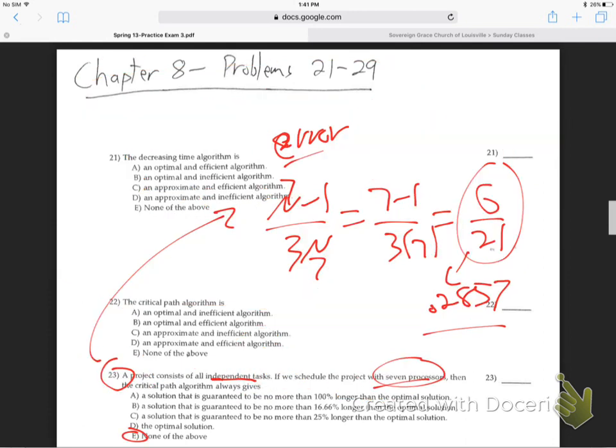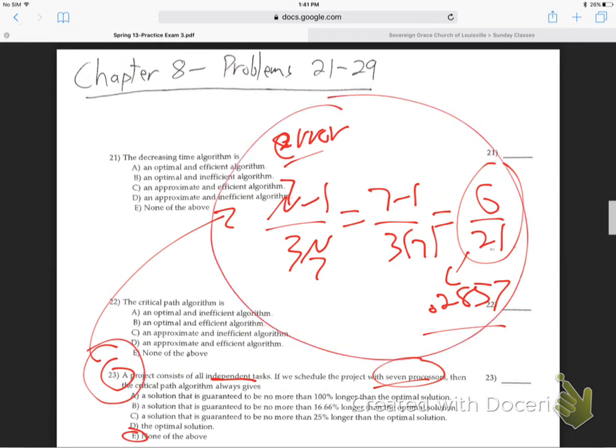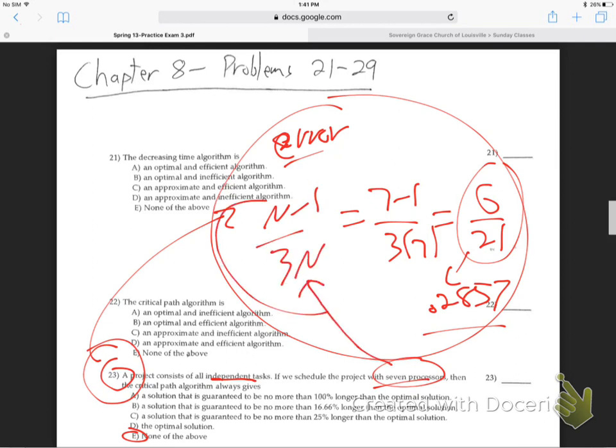And for number 23, you have to use this error formula: N minus 1 over 3N. We plug in the 7 right there and right there. We put in 7. All right, you got it. Let's move on.